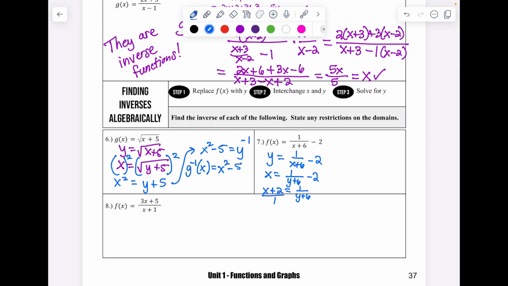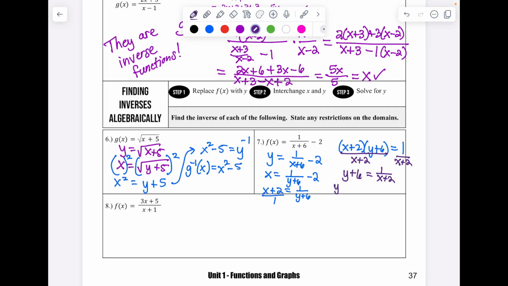We know the cross products equal one another. Or you could just think of it as multiplying both sides of the equation by y plus 6 to fraction bust. At any rate, you would end up with this. The product of x plus 2 times y plus 6 equals the product of 1 times 1, which would just be 1. Since I'm trying to solve for y, I'm now going to divide by the x plus 2. So that we'll have y plus 6 equals 1 divided by x plus 2.